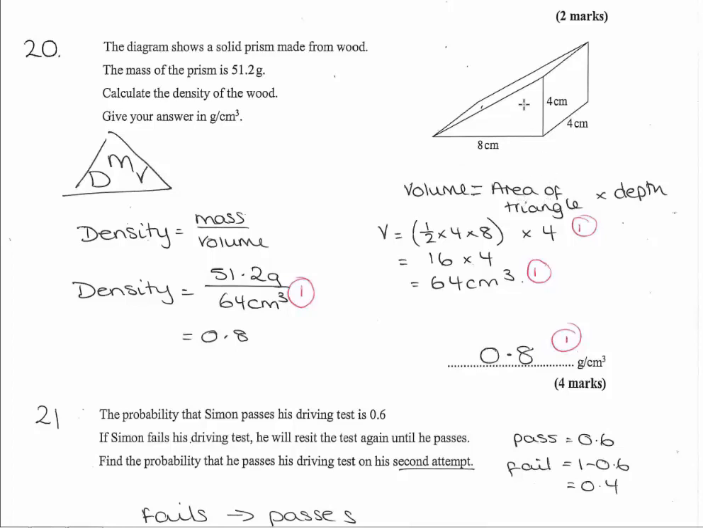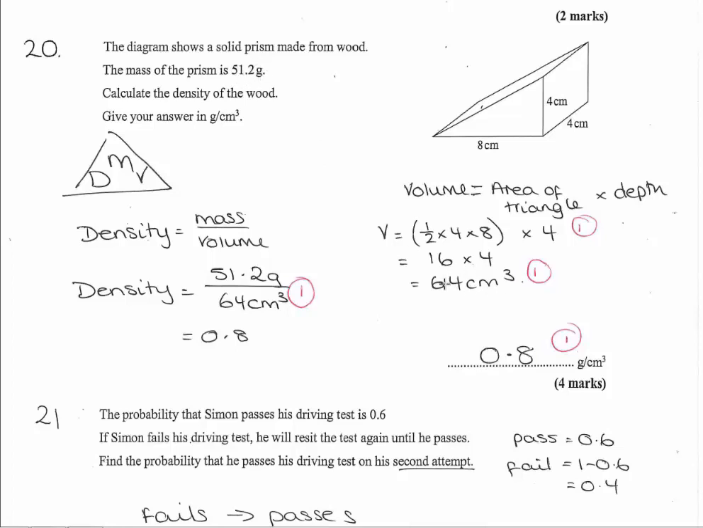Okay. So it's a prism. So that means we need to find out the area of this face. Half base times height, 8 times 4 is 32, and half it is 16. So the area of this face is 16, times by the length, which is 4, gives you 64 cubic centimetres. So your volume is 64 cubic centimetres, and your mass is 51.2 grams.